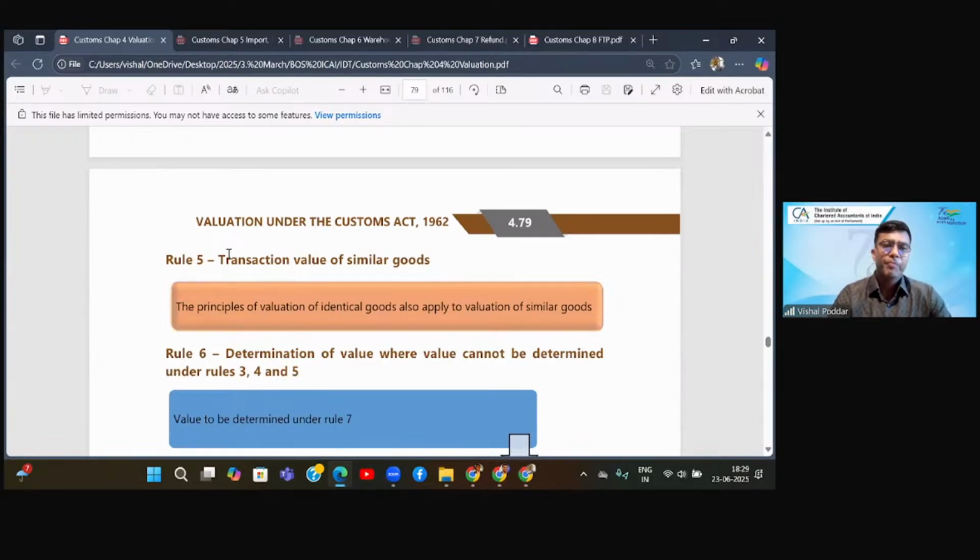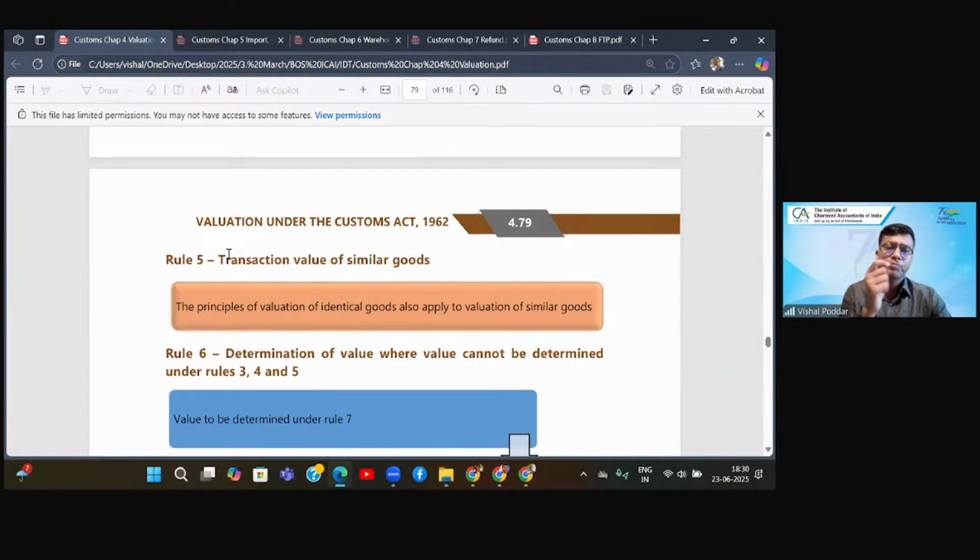What is rule 5? If, let us say, identical goods are not available, because what I am supplying to you, I am not supplying to anybody else, then they say you take the transaction value of similar goods. Now, what are similar goods? Similar goods means where similar types of goods are supplied. Similar means where the goods are not exactly the same. So the goods supplied to you and the goods your other importer is importing in India are not the same, but they have the same functionality. They are used for the same purpose and they bear the same brand.